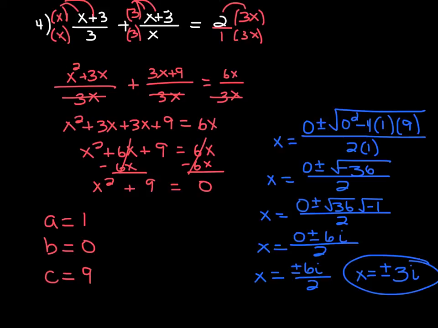All right, so this time we wound up with negative 36 under the radical. So when you break that down into radical 36 and radical negative 1, we actually get rid of the radical. It becomes 6 and then i. Now, if you have 0 plus 6i, that's just positive 6i, and 0 minus 6i, that's just negative 6i. So you could basically just ditch this 0. But then 6i divided by 2 simplifies to 3i, so you wind up with positive and negative 3i.